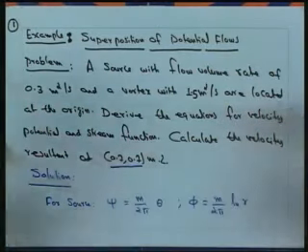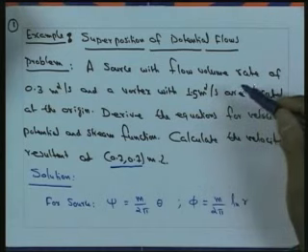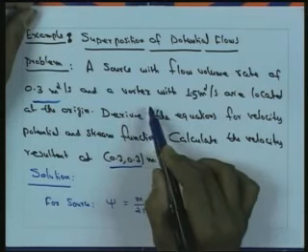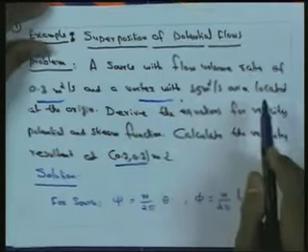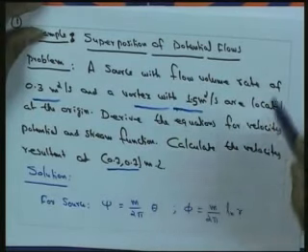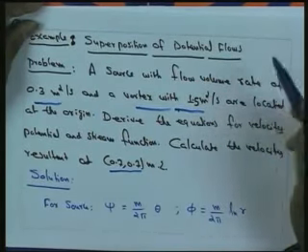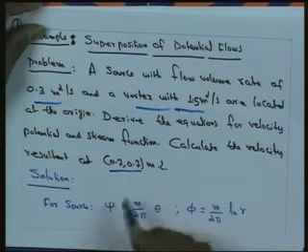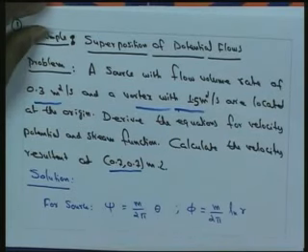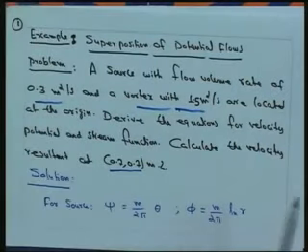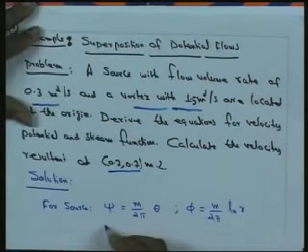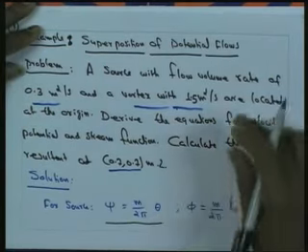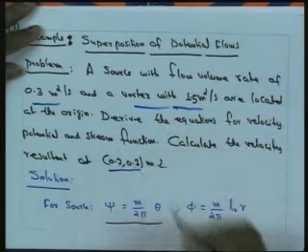So, here we have a source with a flow rate of 0.3 meter square per second, and a vortex, so a source and a vortex superposed. The vortex strength is 1.5 meter square per second. We have to derive the equations of velocity, potential and stream function, and calculate the resultant velocity. For the source, which we have already analyzed earlier, we obtained the stream function psi is equal to m by 2 pi theta, where m is the flow volume rate, which is given as 0.3 meter square per second.